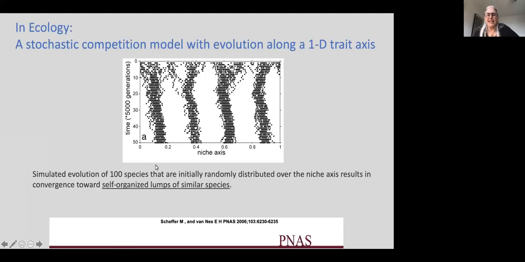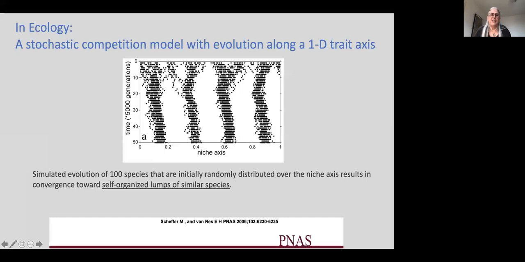And this was done in this paper. I'd like to direct you to this paper by Schaefer and Van Ness in PNAS, where they have a niche axis. It's a one-dimensional niche axis. This is essentially a version of the MacArthur and Levins model, but with evolution.